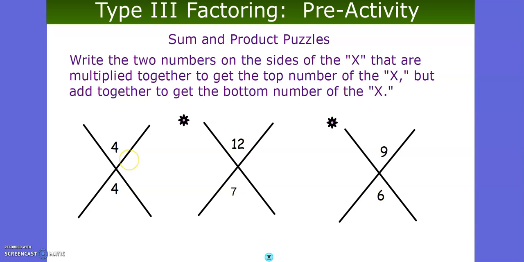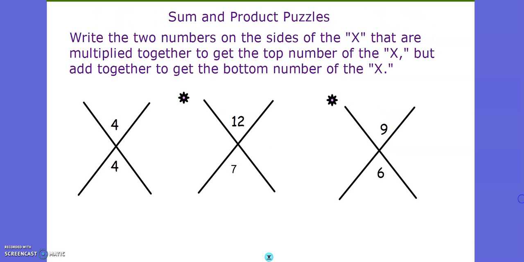So here I have what I call X boxes. These are little X box things. What we're going to do is try and figure out what multiplies to get the top number but adds to get the bottom number. So if I'm looking at 4, I can list my factors of 4: 1 and 4, 2 times 2. Those are my combinations. Which one of those will add up to 4? 2 and 2. Multiply to get 4, but add to get 4 as well.